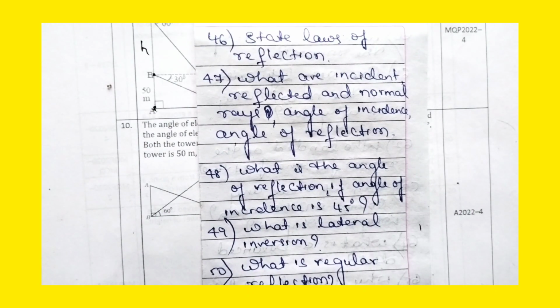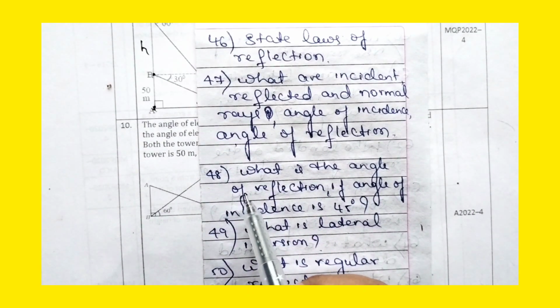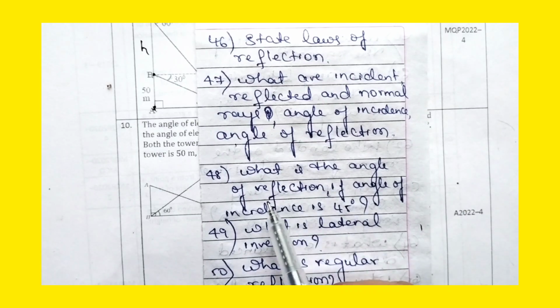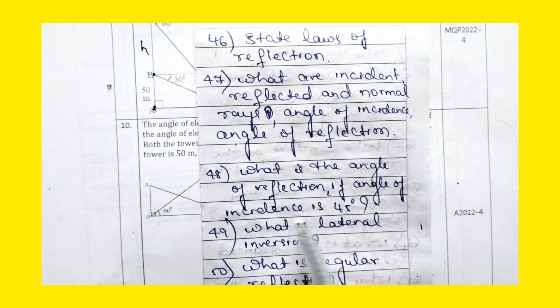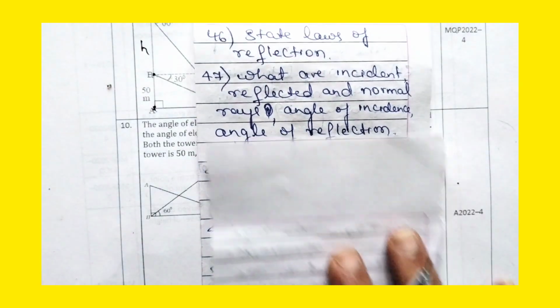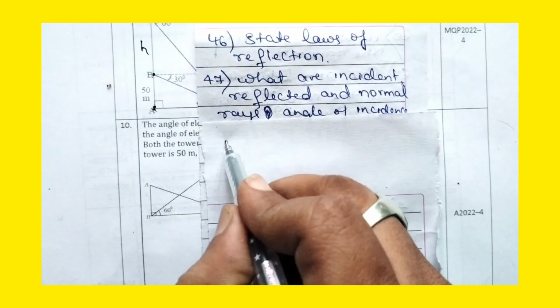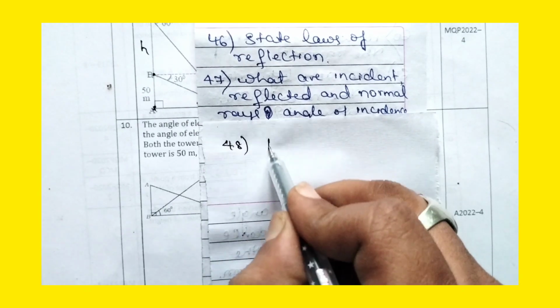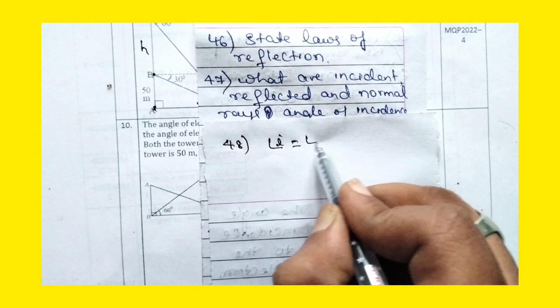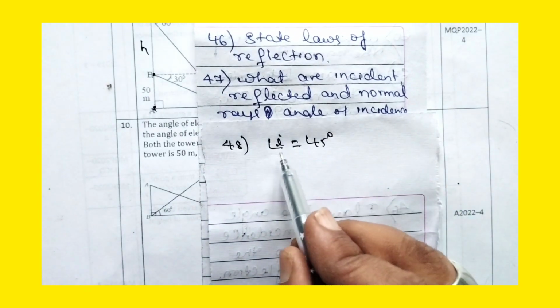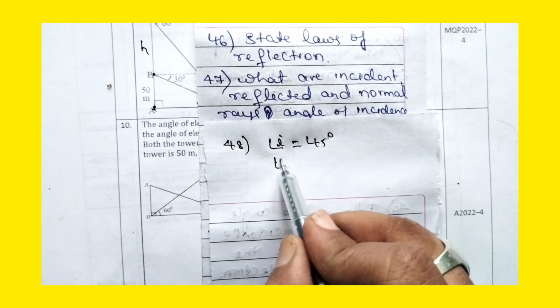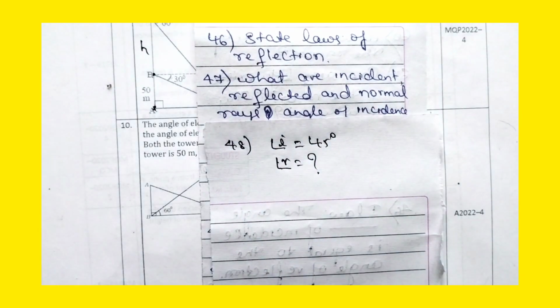Now let us move to the next question, the 48th question. What is the angle of reflection if the angle of incidence is 45 degrees? In the 48th question they have given the angle of incidence as 45 degrees. If the angle of incidence is 45 degrees, what is the angle of reflection?